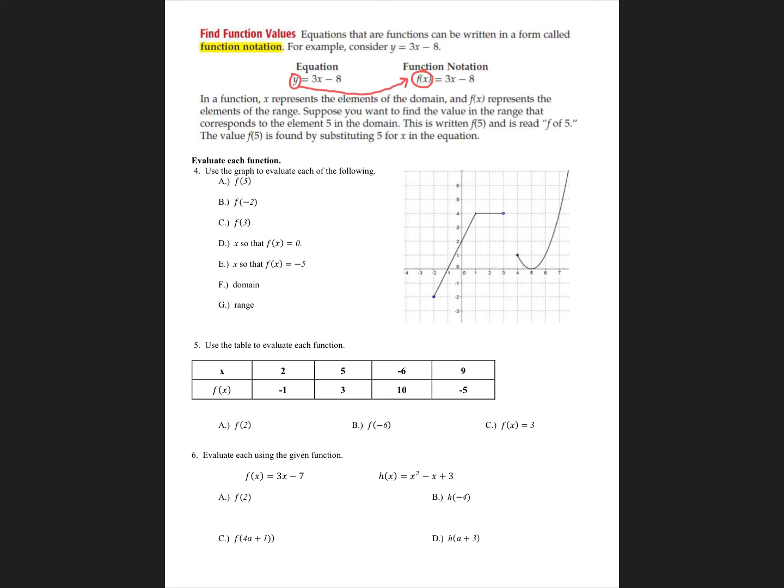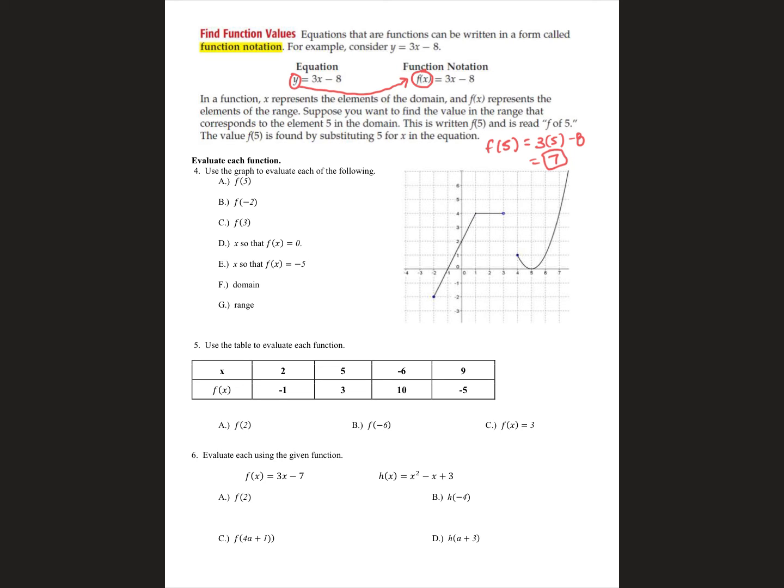All right, so our input value is 5, so I'm going to plug 5 into that function, and f of 5 is how I would write that. So f of 5 is equal to, our function is 3x minus 8, but I want to know what I get out when I plug in 5. So I'm going to replace x with 5, and we get 15 minus 8 is 7. So f of 5 is equal to 7.